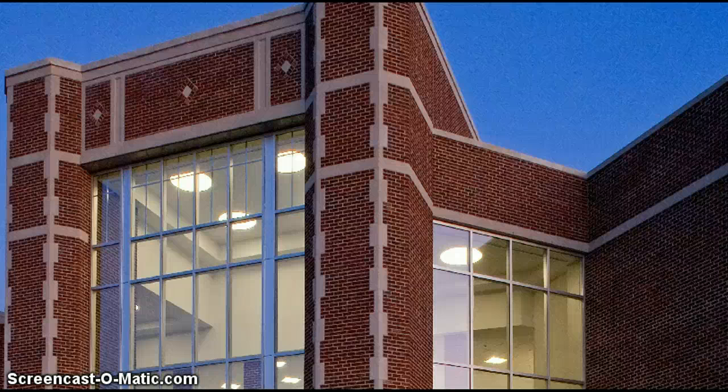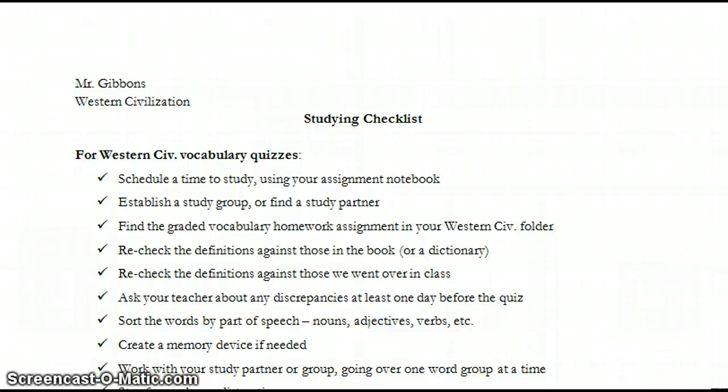I'm going to be talking to you today about studying for a vocabulary quiz and a map quiz in Western Civilization. Let's start with the studying checklist. When you go to study for a vocabulary quiz, these are given every unit in Western Civ.